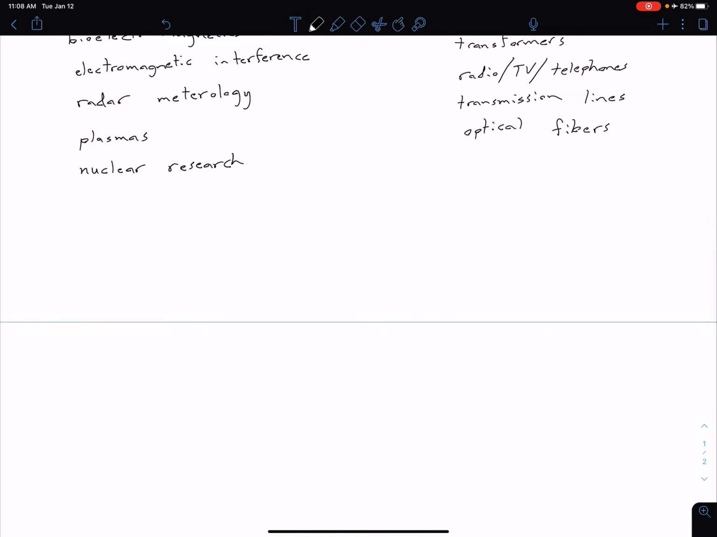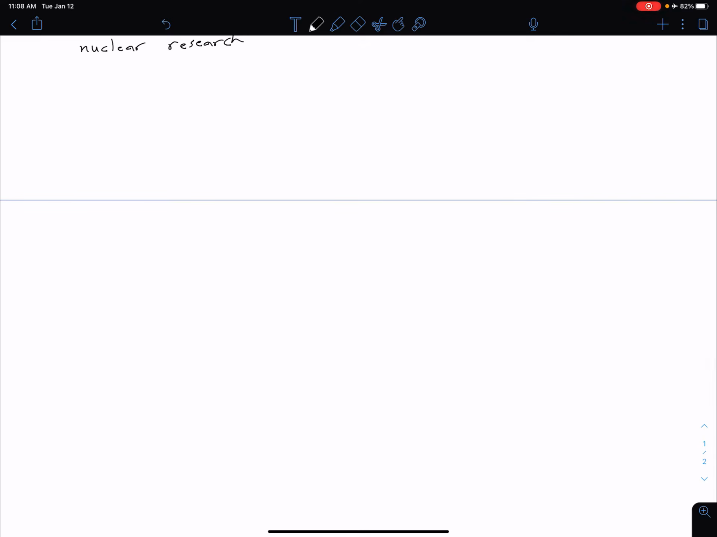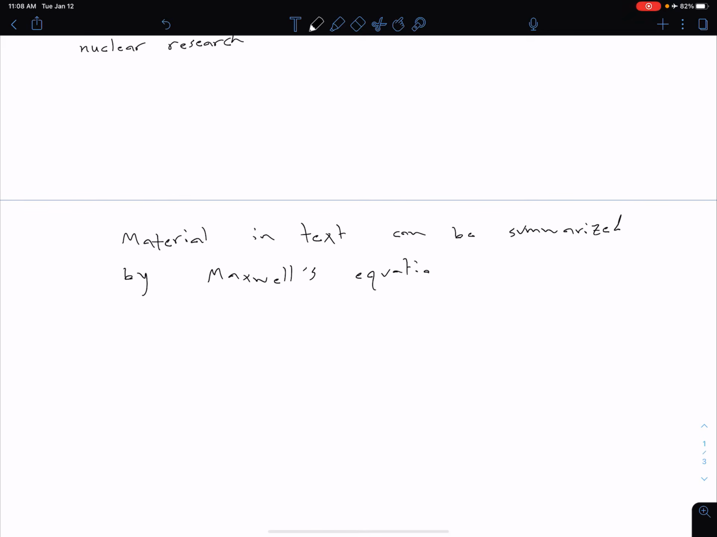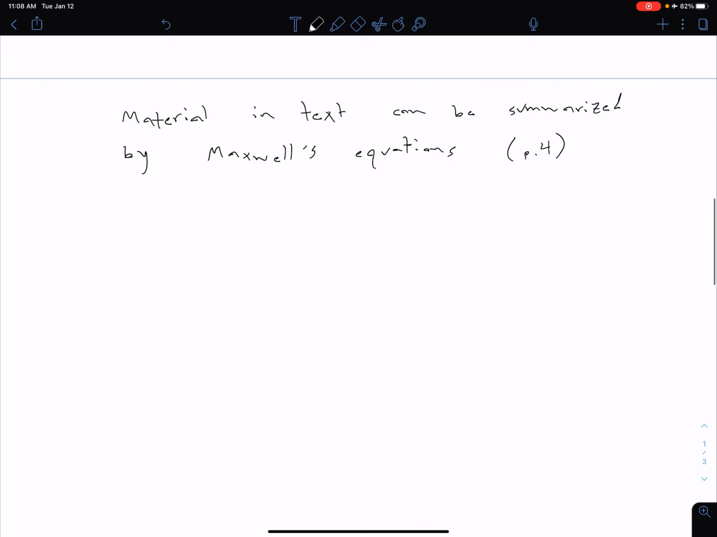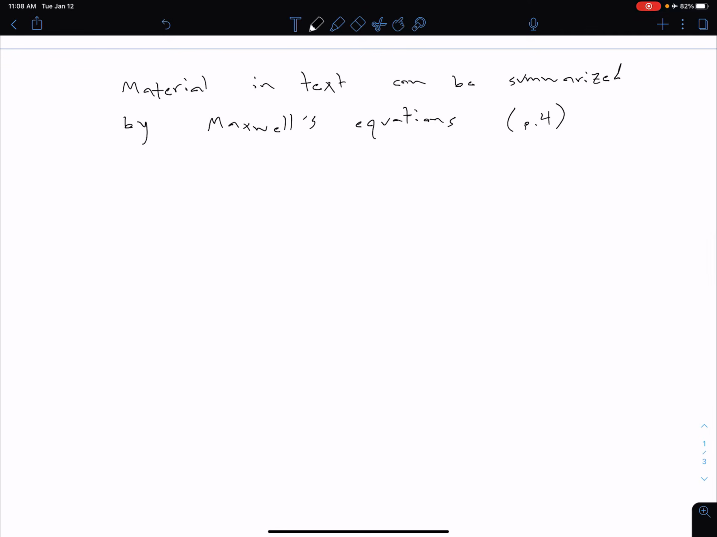So electromagnetics, or more specifically the material in the text, can be summarized by Maxwell's equations. Hopefully that at least sounds familiar from physics or some other classes. We're going to see there are 4 of them, and right now we're just going to introduce them. We're not going to be working with these until later in the semester. And these are on page 4 of the textbook.